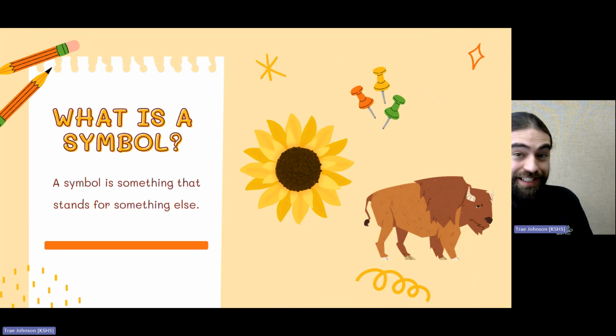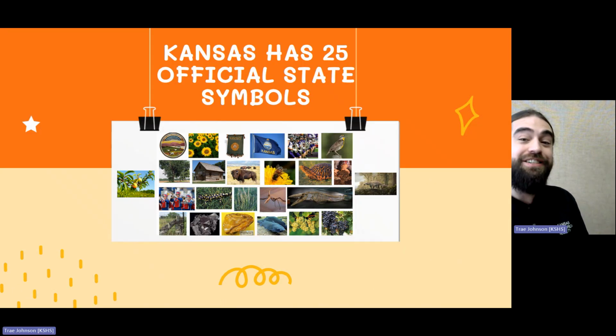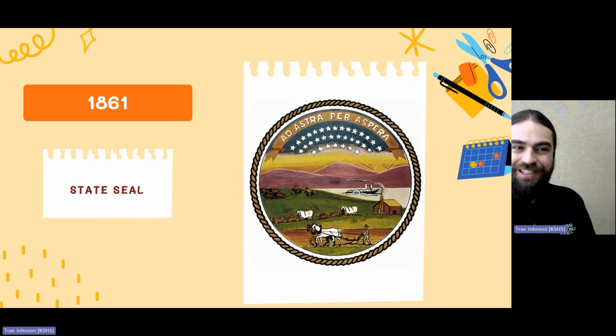When we think of Kansas, many people might think about sunflowers or the American bison or buffalo. Kansas has 25 official state symbols, and today we are going to go through each and every one of them. So get ready. All right, up first, 1861, right when Kansas became a state.